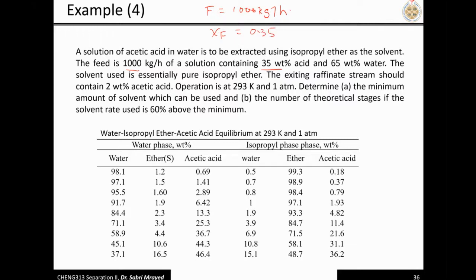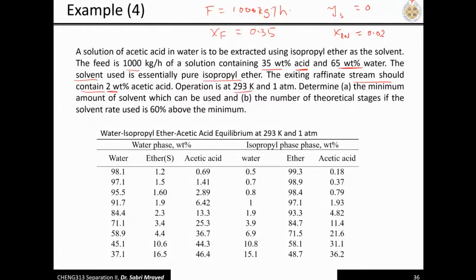And most of the time, the compositions given in liquid-liquid extraction problems are in mass fraction. So you have acetic acid and water. So this is the carrier. Your water is the carrier. The solvent used is essentially pure isopropyl ether, so YS is equal to 0. So you don't have any of the acetic acid in your solvent. The exiting raffinate stream should not contain more than this. So you have XR here. XRN is equal to 0.2.